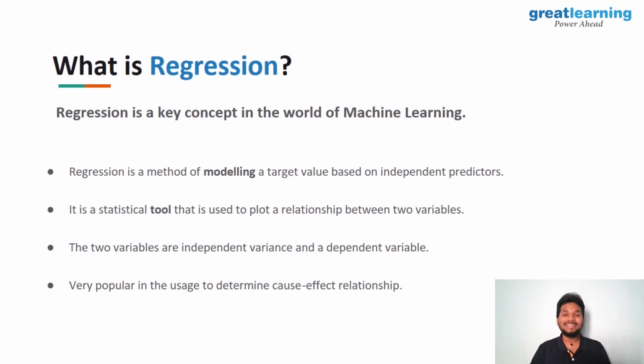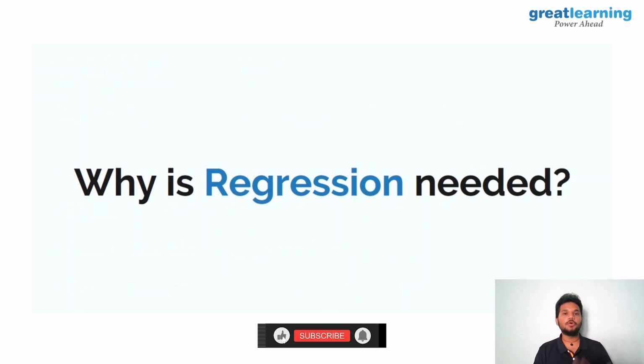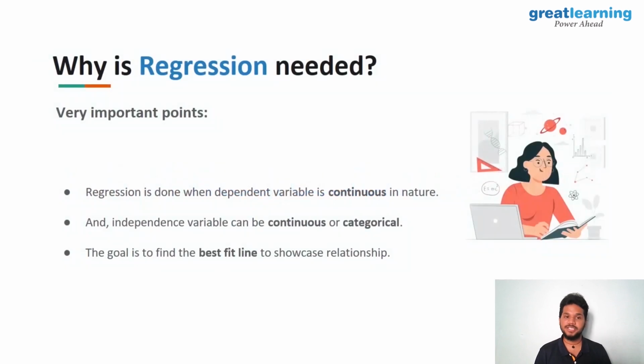So to draw these determinations, we actually require regression. Now, to add more points on why regression itself, right? Cause and effect relationships are one thing, but there are many other things that regression is good at as well.